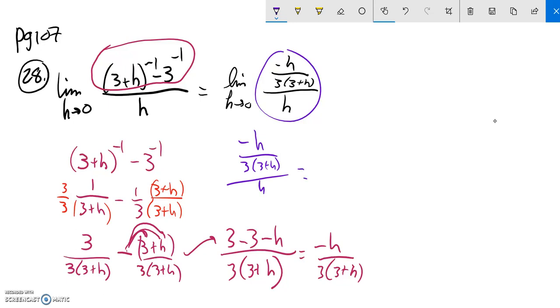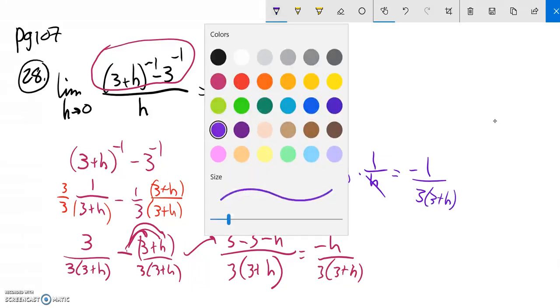Notice I have a fraction divided by h. I could rewrite this as negative h over 3 times (3 plus h), divided by h, which means the same thing. Dividing by h is the same as multiplying by 1 over h. So now I can think of this as times 1 over h, which is great. The h's divide out, which leaves me negative 1 over 3 times (3 plus h).